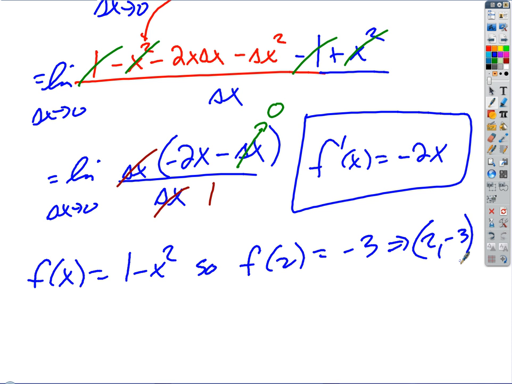So then the slope of the tangent line, how am I going to get that? Evaluate the derivative, or f prime, at 2 also. So that's going to be f prime of 2, which is -4. So we have a slope of -4 and the point (2, -3). Now we just do a little algebra 1.